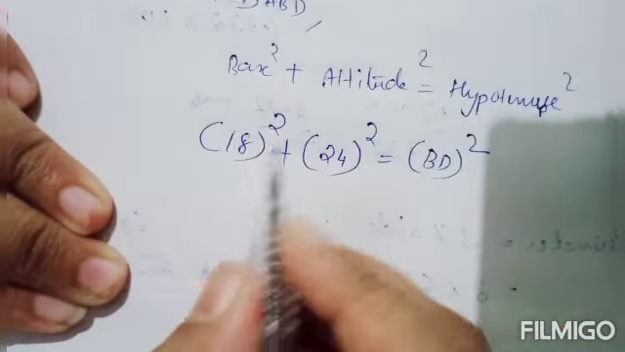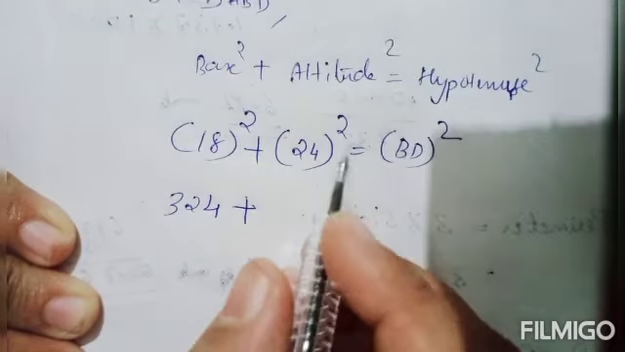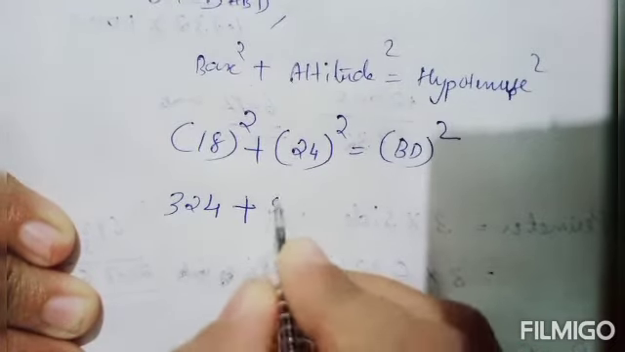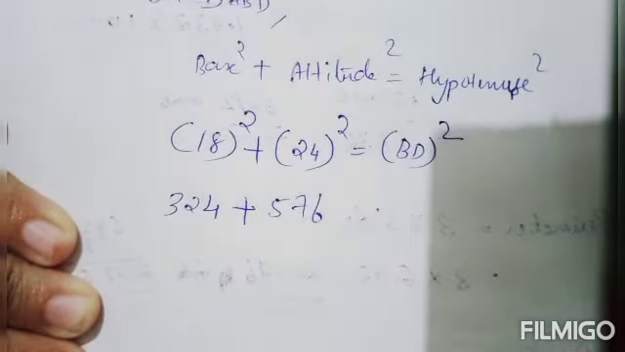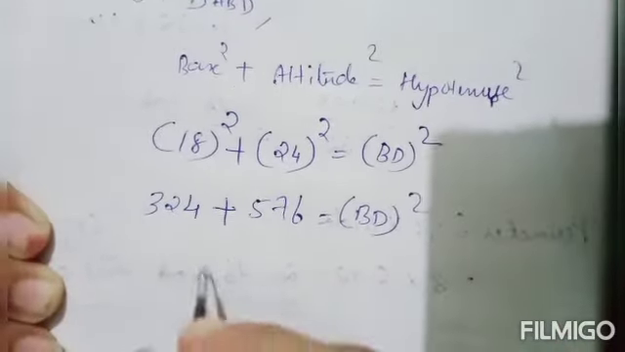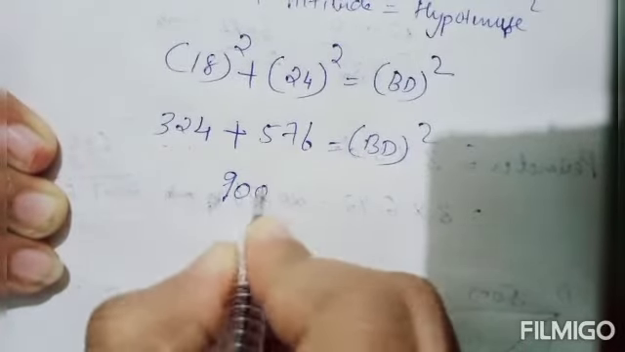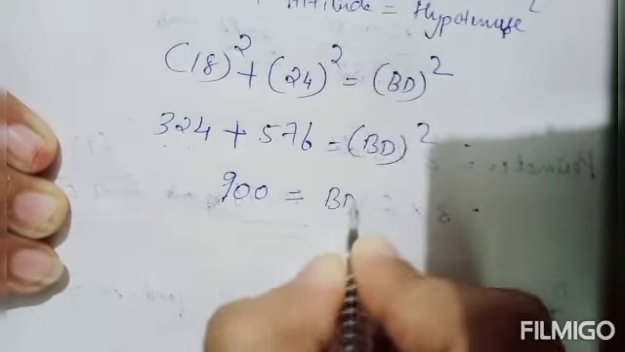Okay. So now you can find 18 square. It is 324 plus 24 square. That is 24 into 24. You will get 576. Okay. Equal to BD square. Now 324 plus 576, it is 900 equal to BD square.